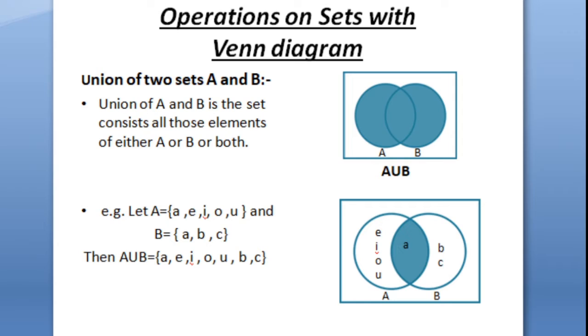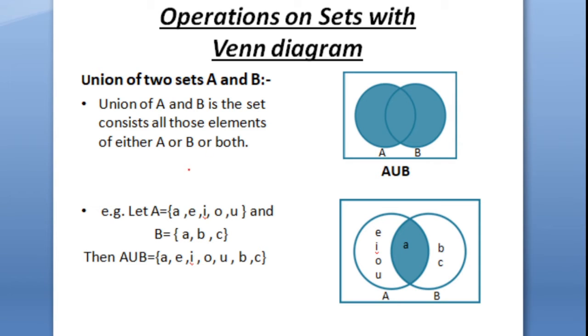Today we are starting sets part 3. In this class we will discuss different operations on sets with Venn diagrams. First, union of two sets A and B. We have taken here two sets A and B, and we will discuss the union of two sets.